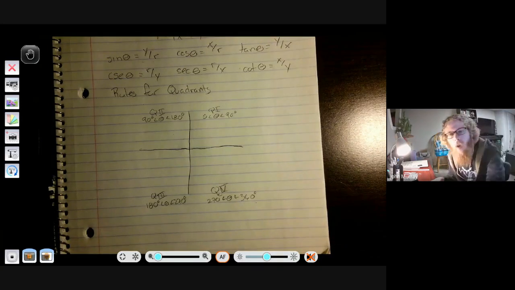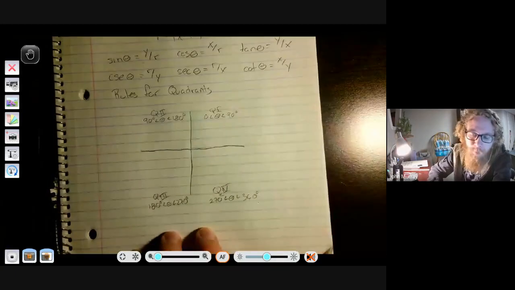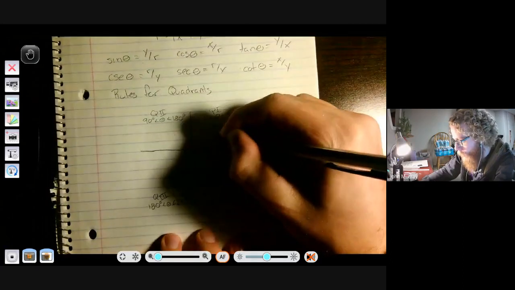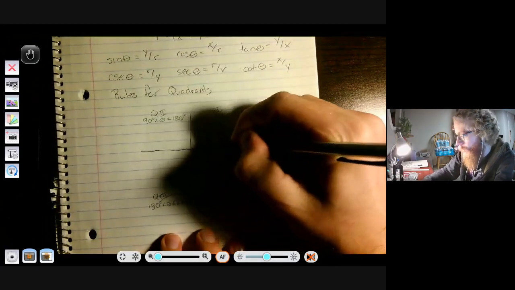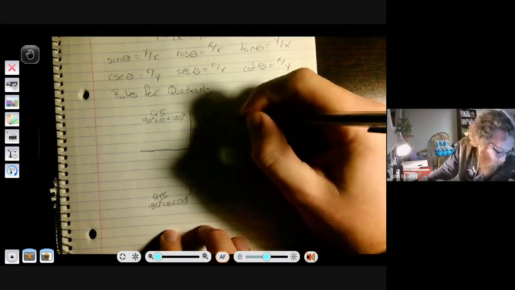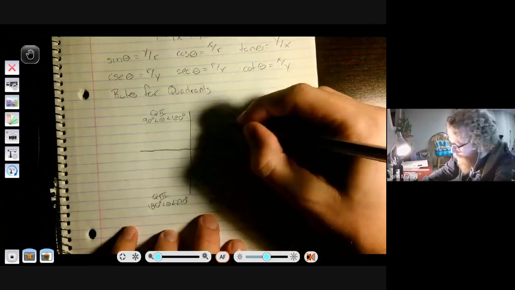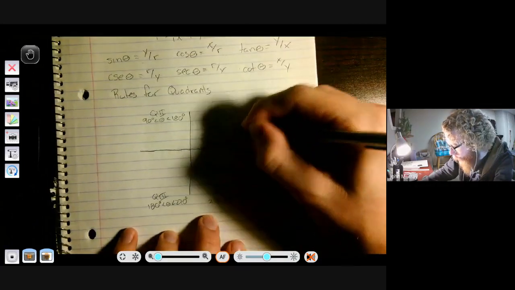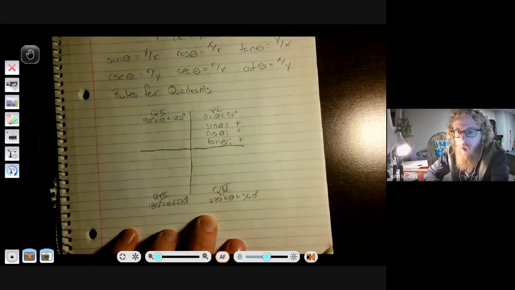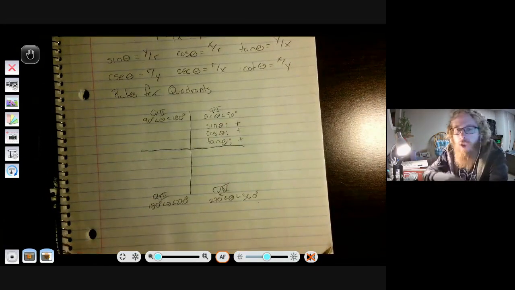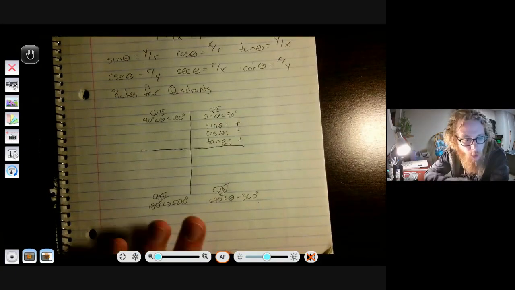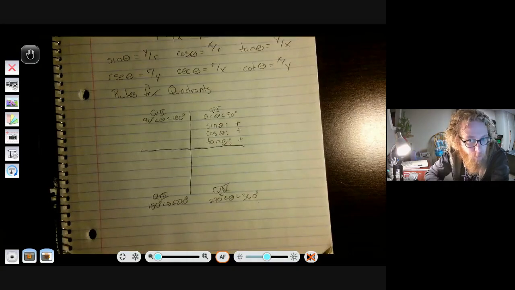So in our first quadrant, no matter what we take, the sine, the cosine, or the tangent, the values will always be positive. So if you take the sine, cosine, tangent, cosecant, secant, cotangent of anything between 0 and 90 degrees, your answer will always be positive.